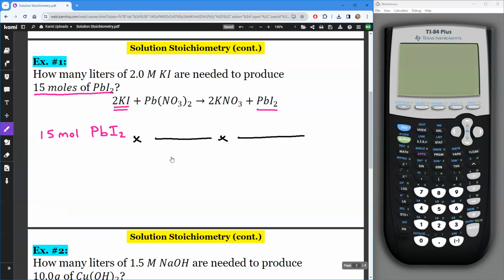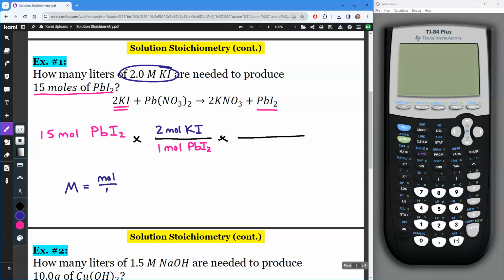Since we're already in moles, we just need to do a mole ratio. If you notice, there is not a coefficient here. So for every 1 mole of lead iodide, we have 2 moles of potassium iodide. Now, here is where the molarity equation comes into play. It's 2 molar potassium iodide. Let me just rewrite the equation. Molarity is moles over liters.